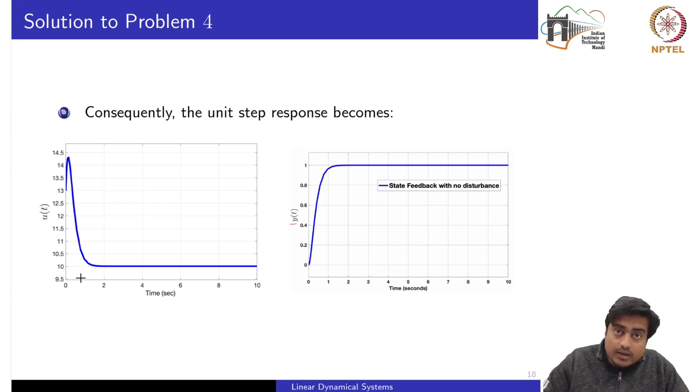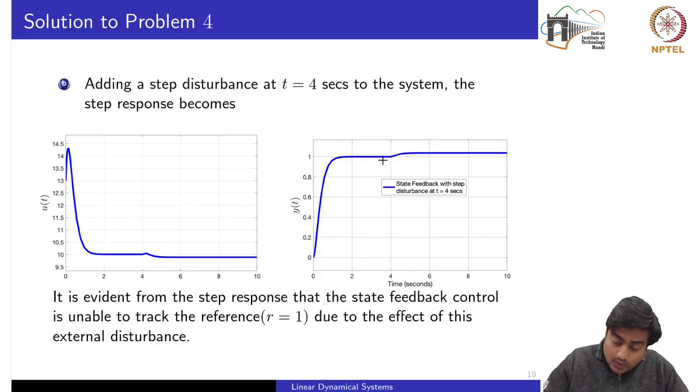Okay. Now the second part of this problem deals with the case where some disturbances act on the system, and we need to identify whether the output is still able to track the reference signal. You can do this in simulations also. We have added a step disturbance at t equal to 4 seconds to the system, and the step response or the output of the system is now given by this. At the time when the disturbance was inserted into the closed loop system, the output was not able to track the reference signal due to this external disturbance. So the disturbance has a predominant effect on the closed loop system.